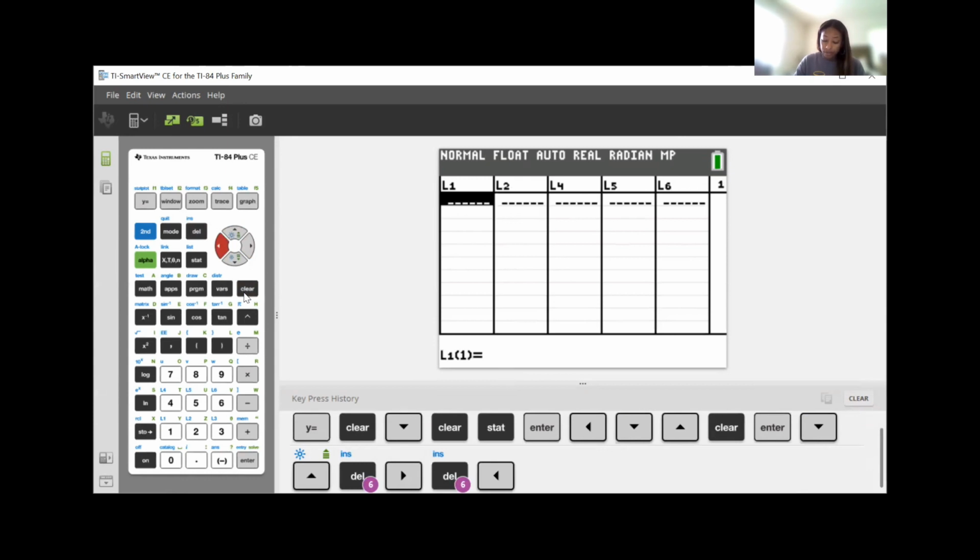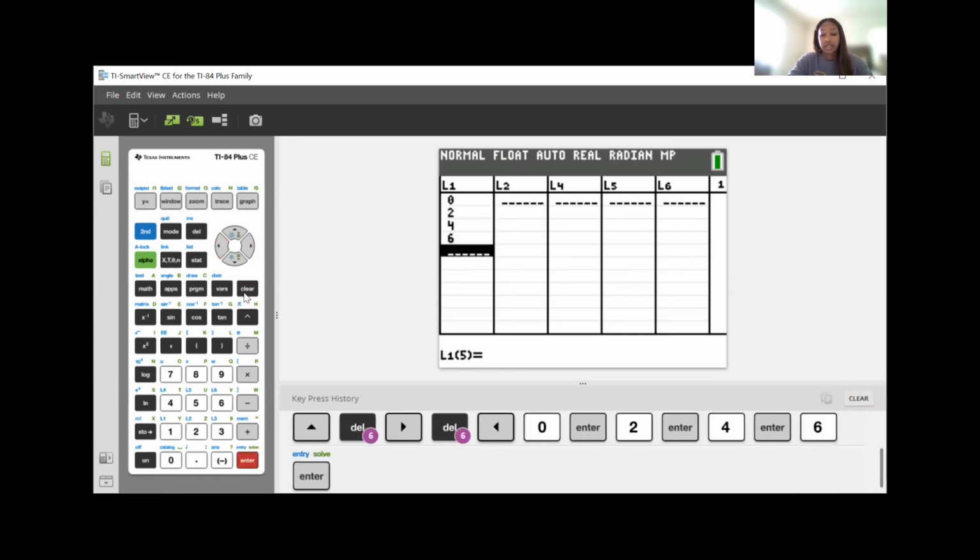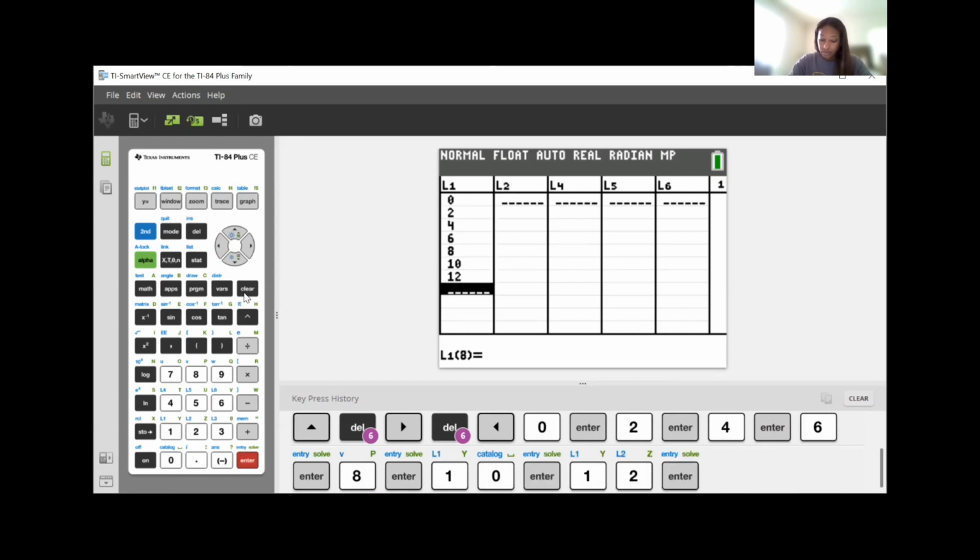So under L1, we're going to put the information that was given to us for the input in the table. That was 0, 2, 4, 6, 8, 10, and 12. And then under L2, we're going to put all of the outputs that are associated with them. So those are all those decimals. Please make sure that you're taking your time. Make sure that every decimal is exactly written the same way as it's given. We don't even want one decimal point off. It'll throw off the final answer if it is.